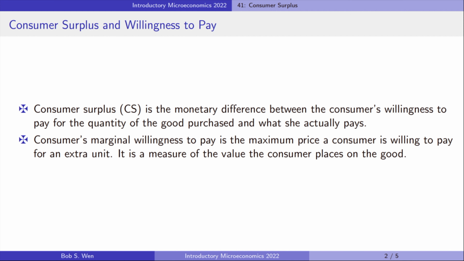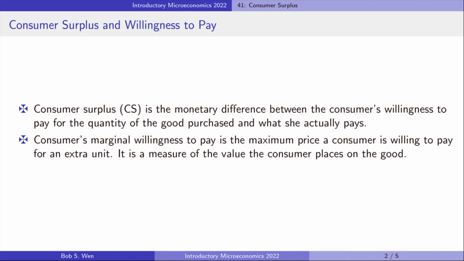Consumer surplus is the monetary difference between the consumer's willingness to pay for the quantity of the good purchased and what she actually pays. Consumer surplus is a measure of the consumer's welfare obtained from purchase. We can use the consumer's demand curve to measure how much the consumer would be willing to pay and what she actually paid for the product.